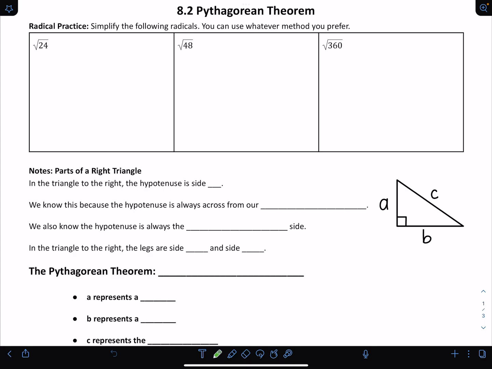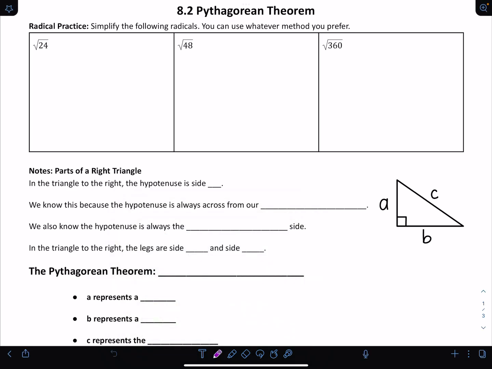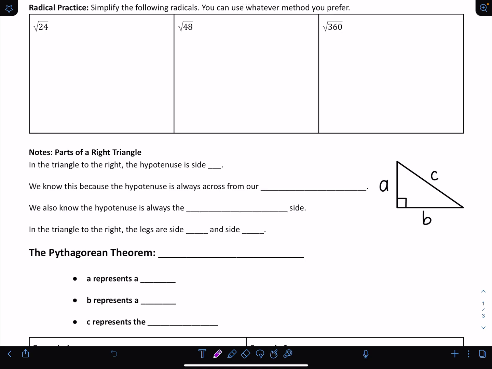So before we start, we should figure out what the different names of parts in the right triangle are. So if you look at your notes section, the first one, in the triangle to the right, the hypotenuse is side C. So it's this guy here. It's that diagonal one. We know that this is the hypotenuse because the hypotenuse is always across from our right angle, which of course you know is in the corner here with the little square.